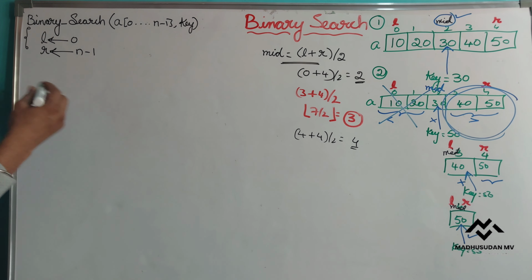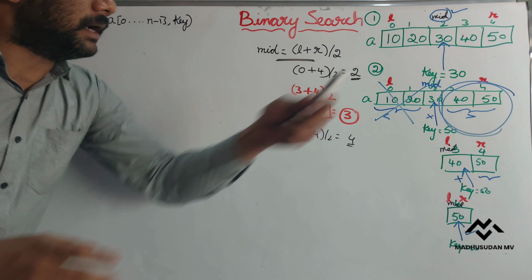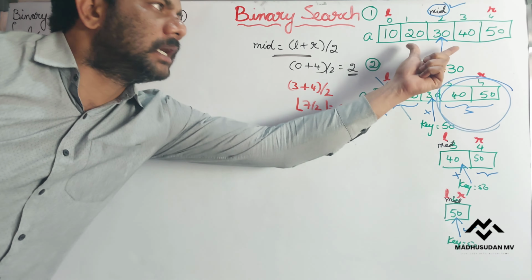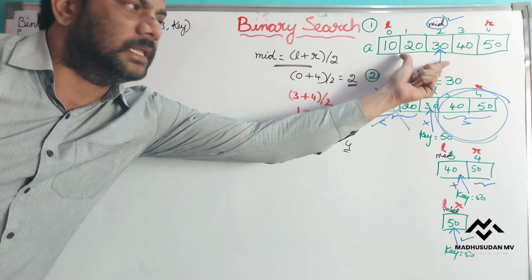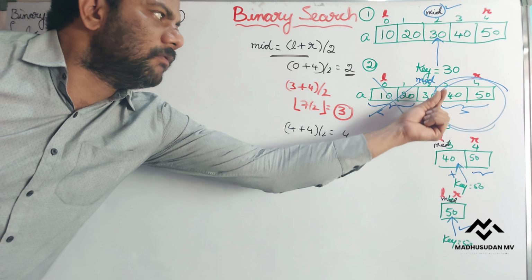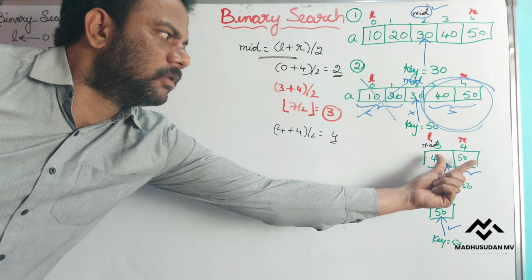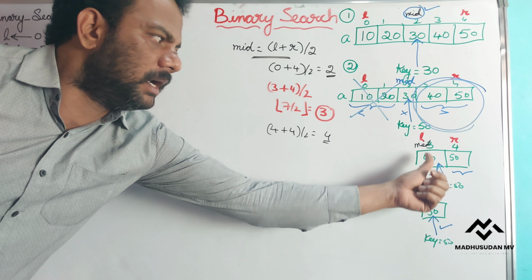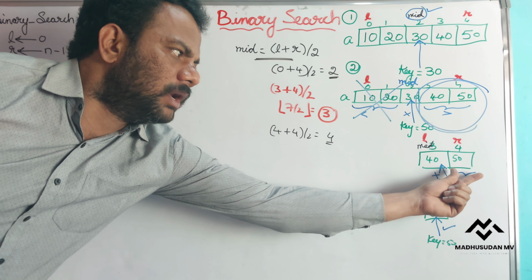Next, we divided this into two halves, first half and second half, after finding the mid element. Yes, we did this one. We got this mid position. This is the first half, second half. Again we searched the second half, calculated the mid again, and got one more half. Only one half I got.